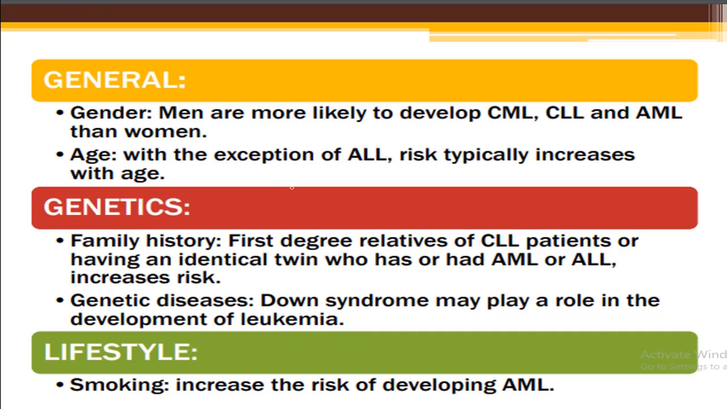And ang mga bata, okay, who have Down syndrome may play a role in the development of leukemia, kasi yung kanyang Down syndrome is a problem of your chromosome 21. Okay, so in Down syndrome, there's what is called trisomy 21. Merong tatlong chromosome 21. And this increase in chromosomes will cause mutation of your stem cells. So lifestyle, smoking will increase the risk of developing acute myelogenous leukemia.